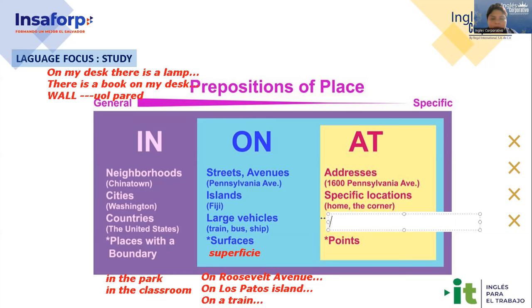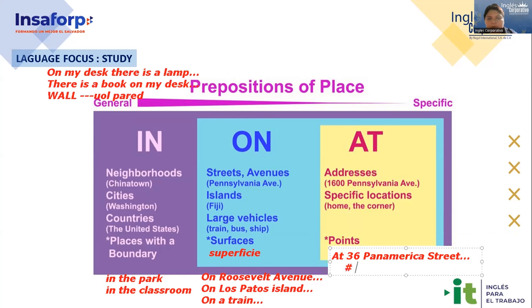For example, at 36 Americana Street, okay. Entonces tenemos ahí una pequeña diferencia cuando utilizamos on y cuando utilizamos at. Entonces quiere decir que acá agrego un número, el número de casa, el número del building, and then you add the street name or avenue. Entonces puede ser ahí una avenida, puede ser una calle. So that's an example.